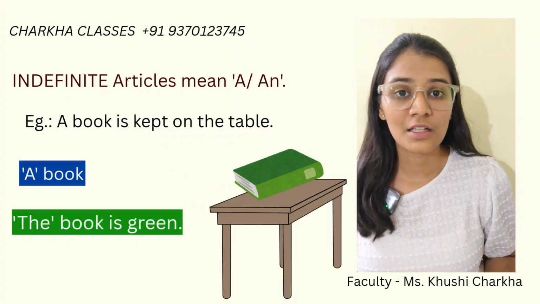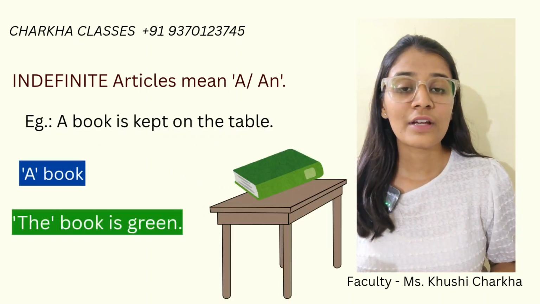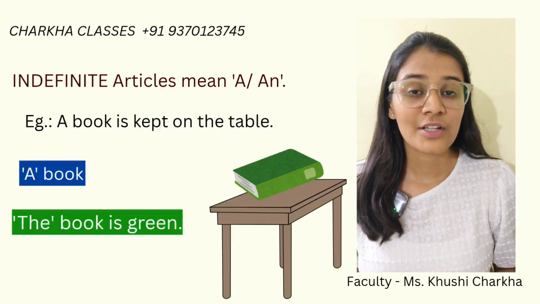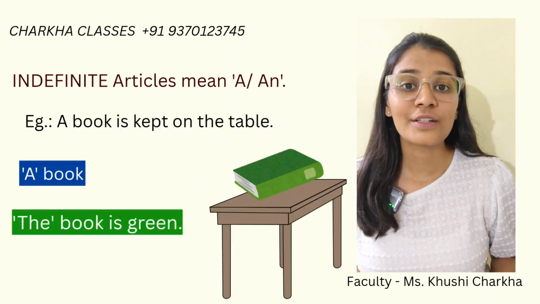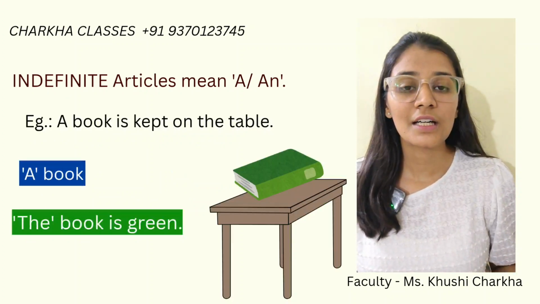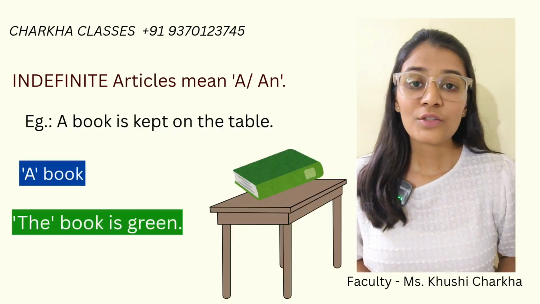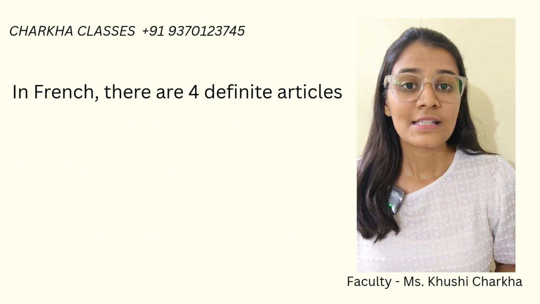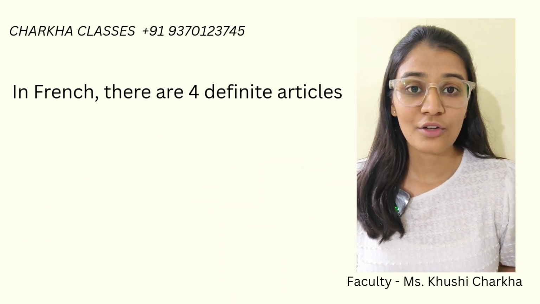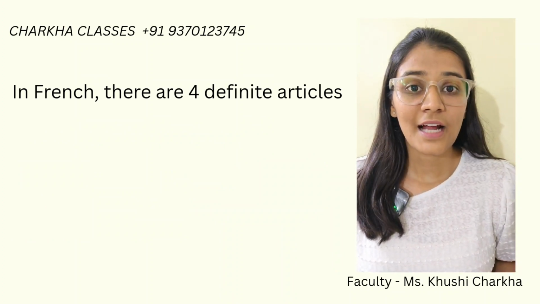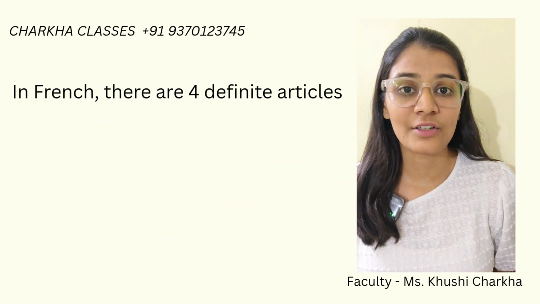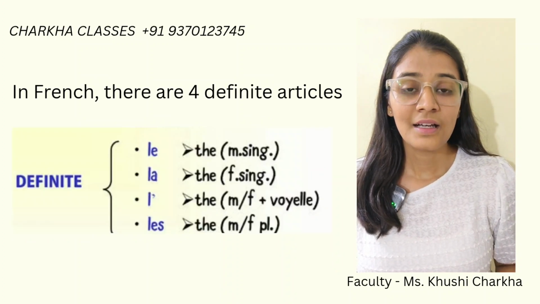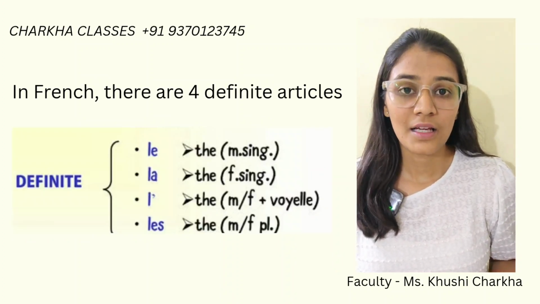article, which is the. So now in the previous videos we have learned how to say a or an, that is indefinite articles in French. In this video we are going to learn about definite article, that is the, in French. Now in English there is only one definite article, which is the. But in French, since the nouns are classified on the basis of gender and number, there are four options in the category of definite articles, which is le, la, l', and les.